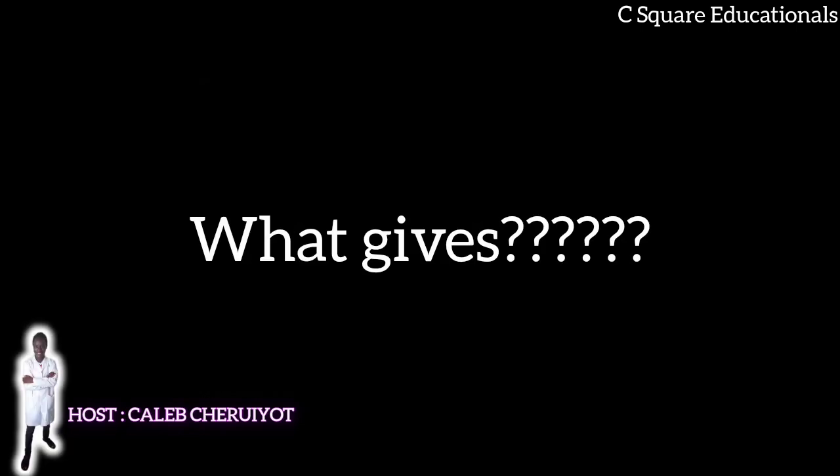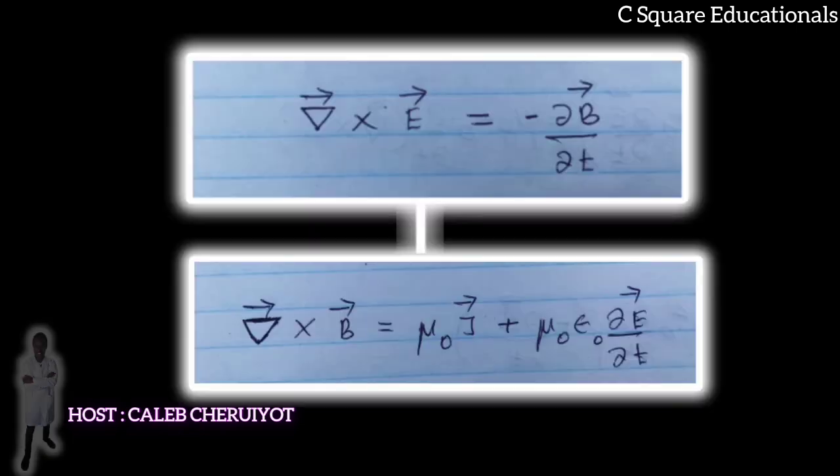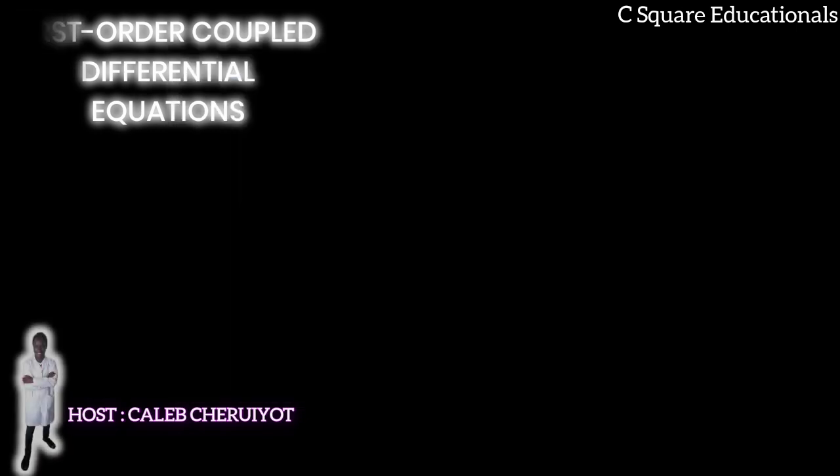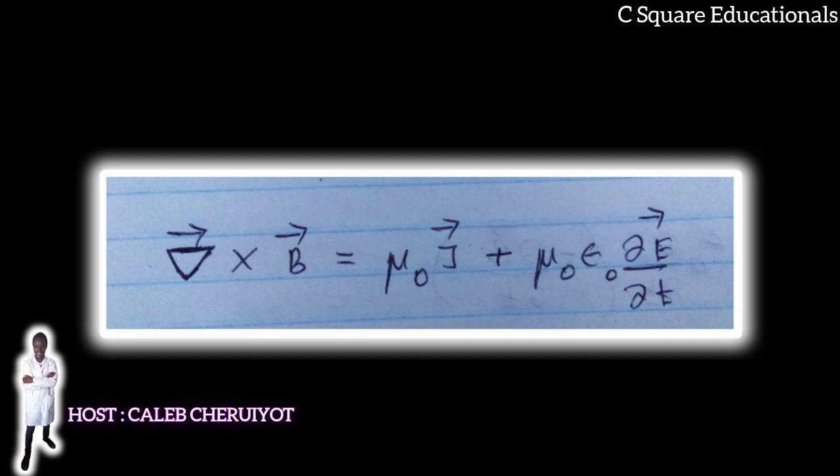So what gives? These equations seem to be conjoined and tangled, so to speak. In math talk, we can say that it is a first order coupled differential equation. What we want to do is to decouple these equations so that they will be completely separate equations. A separate equation for E and a completely separate equation for B. Decoupling them, so to speak.